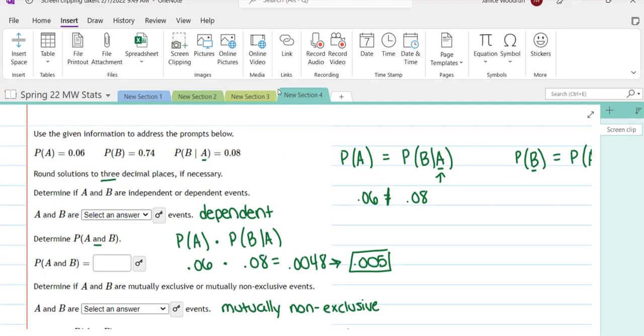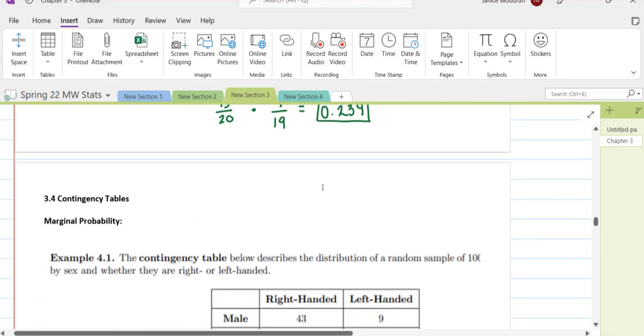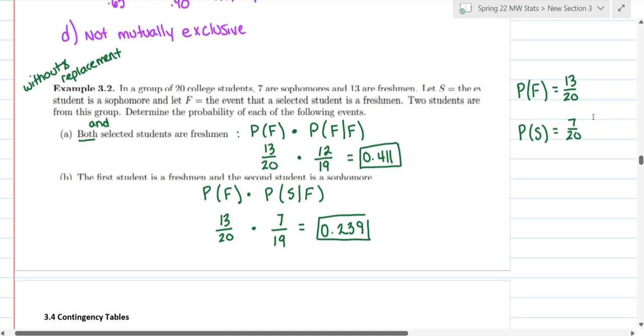So going back to the notes, we're going to go to section 3.4, and we have contingency tables.